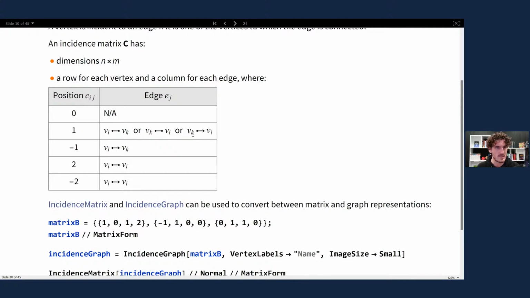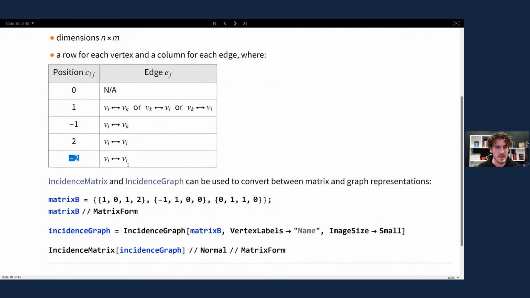I think these K's should be J's. You can see you have 1 or -1 depending on which way the direction is going. And you have 2 if you have a kind of self loop, and you have -2. So here we do have a directed edge from a node to itself. So I might have just answered my own question.